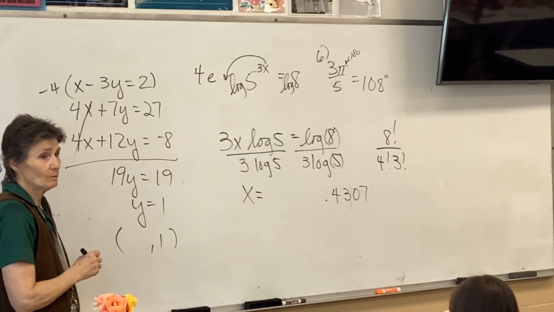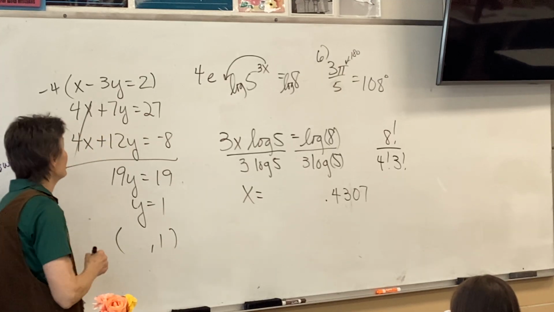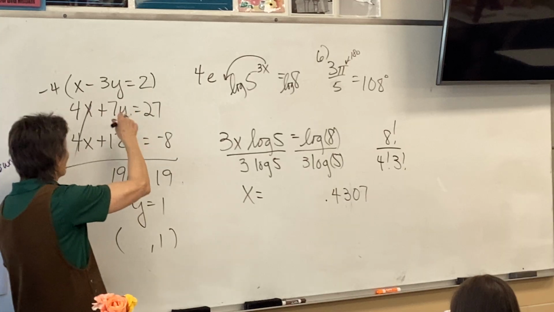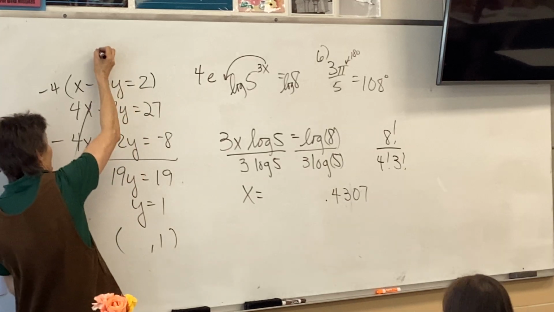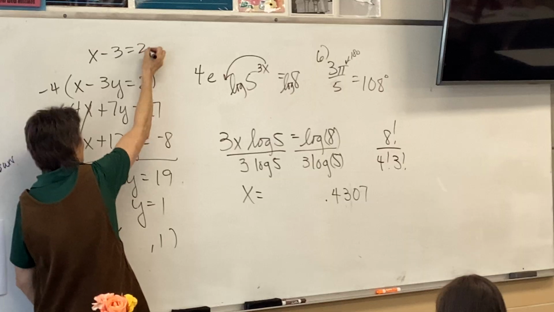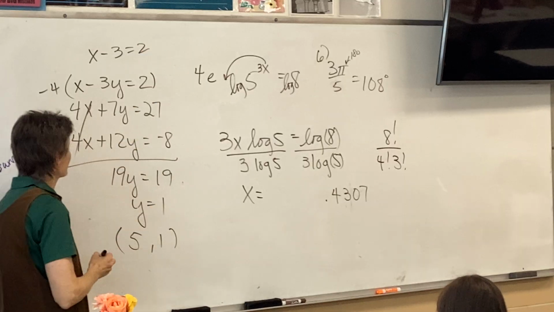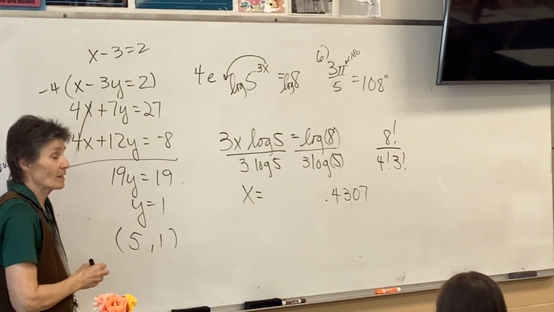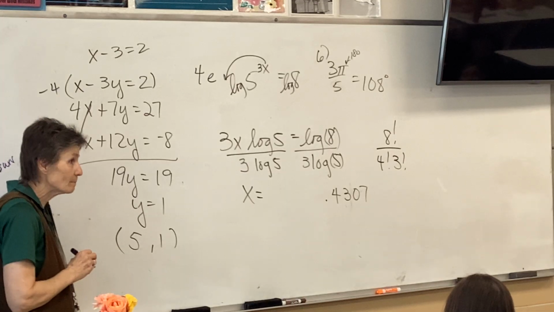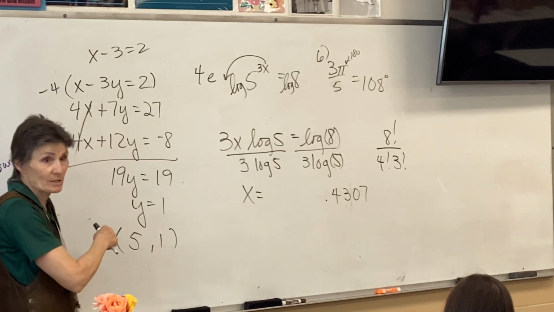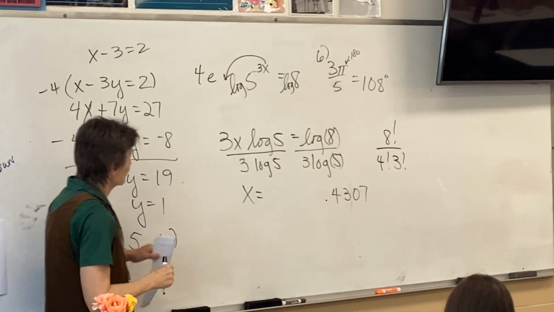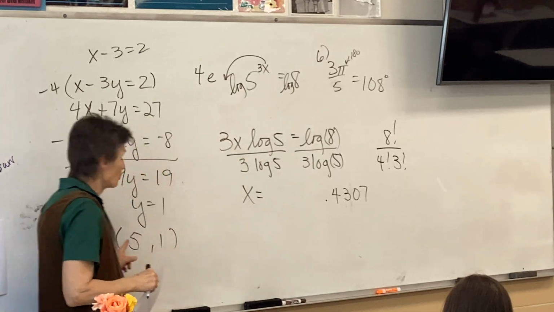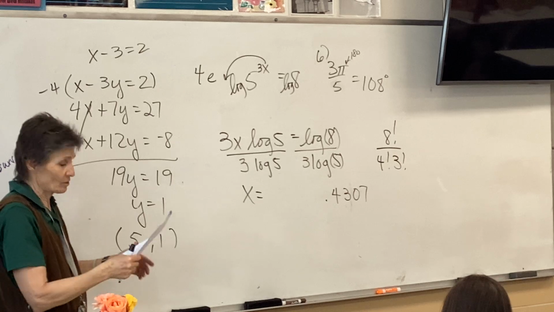And then what do we do? Plug it in. You can plug it in any way you want. If I plug it in the top one, I have x minus 3 equals 2. So it looks like x equals 5. And I write my answer as an ordered pair, just like that. There's another one. That one and this one, you can't miss those.